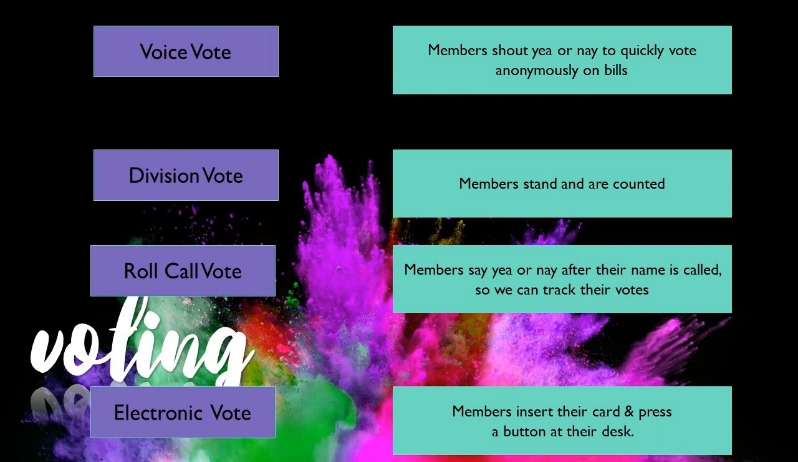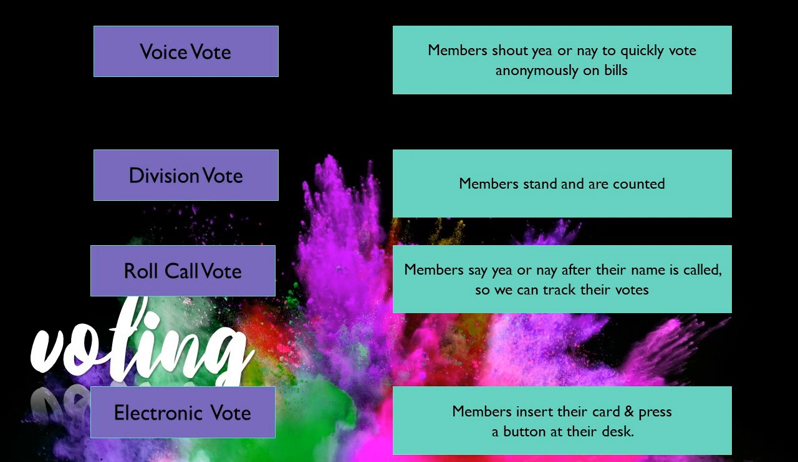And if it is going to obviously pass, they'll just say, what do we think about this bill? And the majority of the room screams yay, and it's easy to tell that that is a majority of the congressmen, so they move on. It's very quick, and it also provides the congressman the benefit of being anonymous. A division vote is similar, they might stand and are counted, and so this is a little less anonymous, but this one doesn't happen as often.